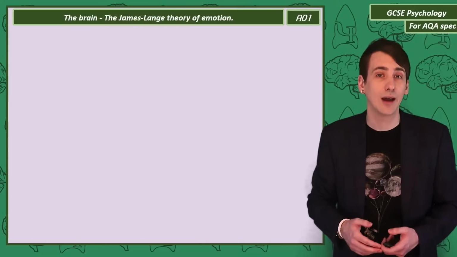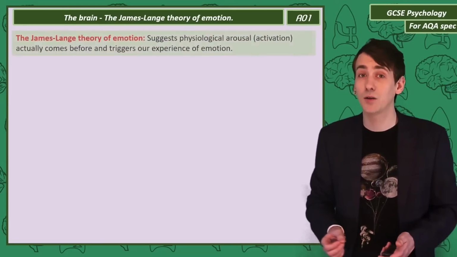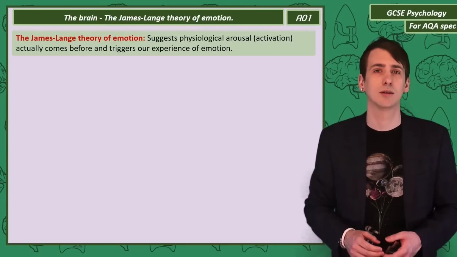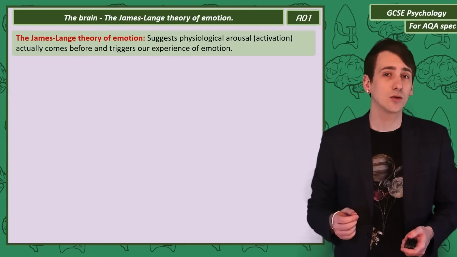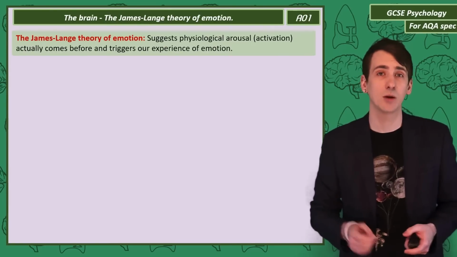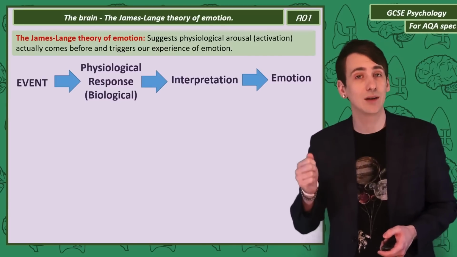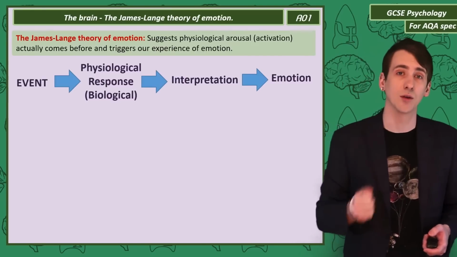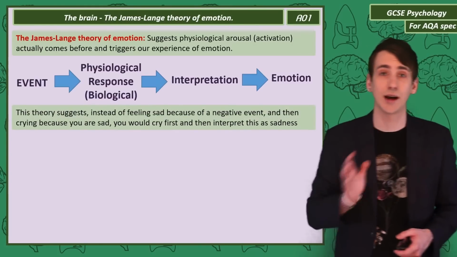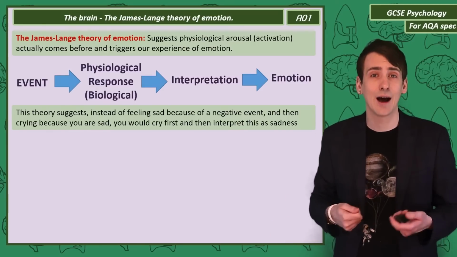Now, when you think of emotion, you likely think that an emotion is a direct response to something bad happening. There's an interesting theory of emotion called the James-Lange theory that says something very different about the cause of emotion. The theory suggests that it's actually the physiological changes in our body that causes the emotions. So if I was to draw this out as a diagram, we would have the event followed by a biological response and then your brain's interpretation of what that physiological response means, and then the emotion. So in other words, instead of feeling sad because of a negative event and then crying because you're sad, you would actually cry first and then interpret the crying as sadness.